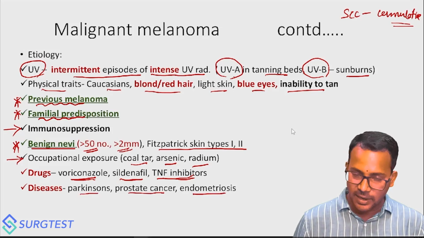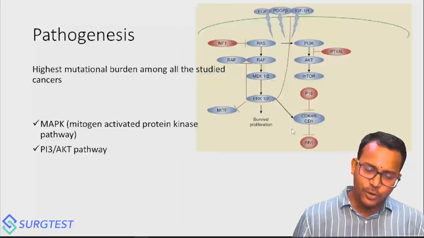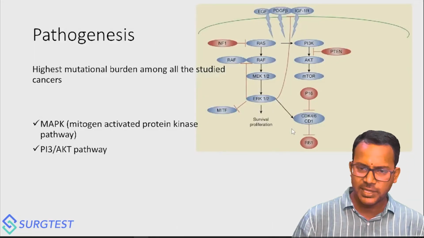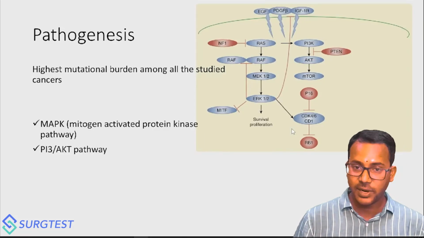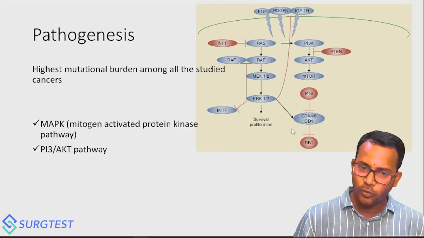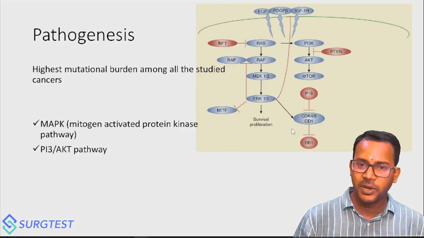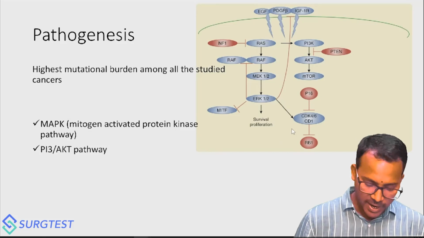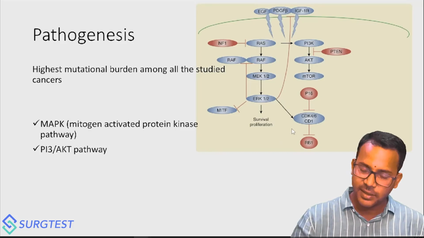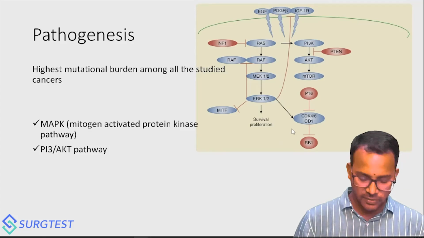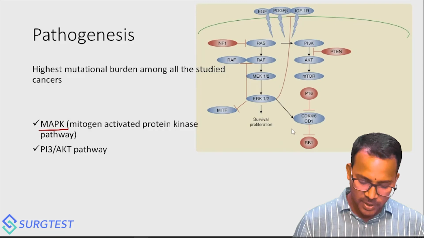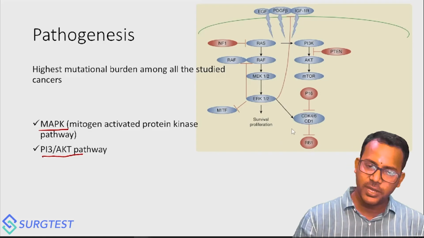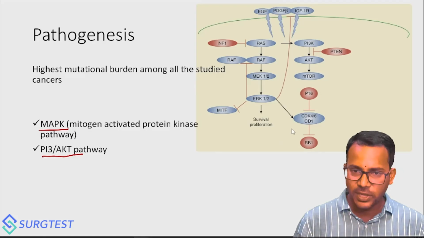Coming to the pathogenesis of malignant melanoma, I'm not going to discuss this in detail, because anyhow it would be discussed in your general oncology classes. What I've already told you, if you can remember, is that the highest amount of mutations per megabase pair of DNA is found in melanoma. All of these mutations ultimately turn up into the two most common pathways, which are the MAP kinase pathway and the phosphoinositol 3 or AKT pathway. Mostly in most tumors only these two pathways come.